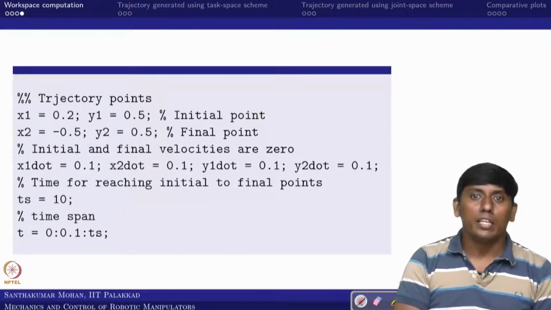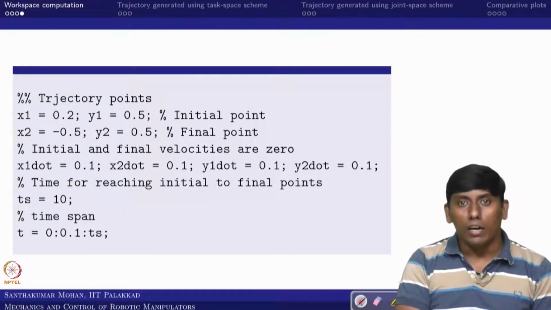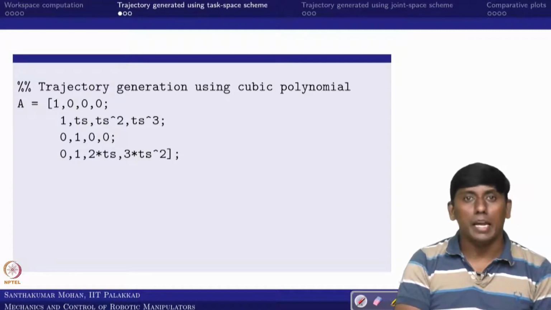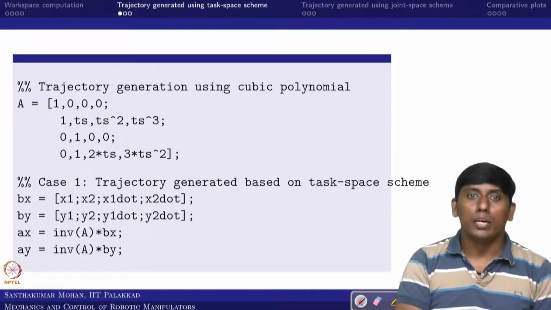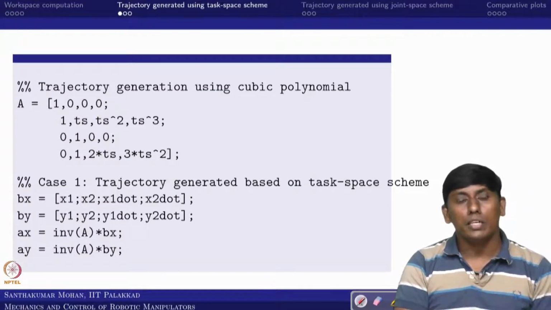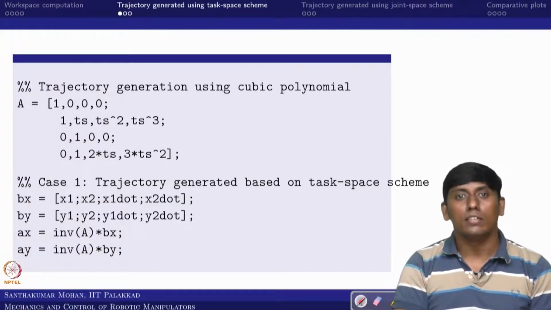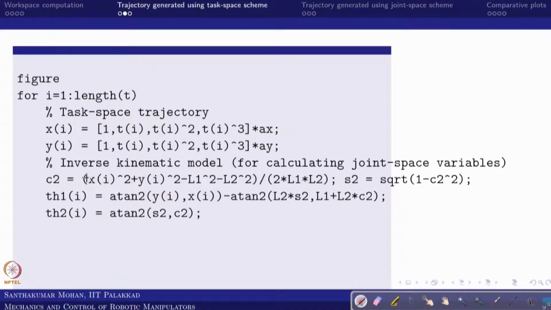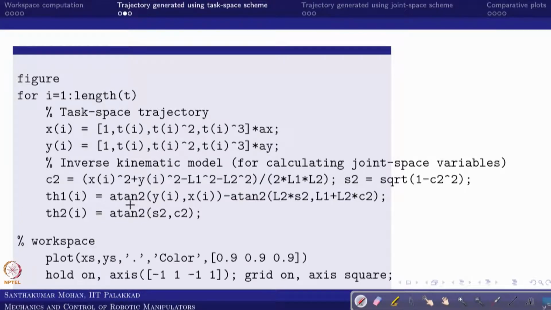Before going to see that, we can take the trajectory variable. We will take the trajectory generated in the task space. We take A as the same, Bx and By are given, and Ax and Ay can be calculated. Here we are doing independent trajectory generation. In that sense the trajectory is generated as x of i and y of i, and the inverse kinematic model we have taken. Then we will go to the workspace.